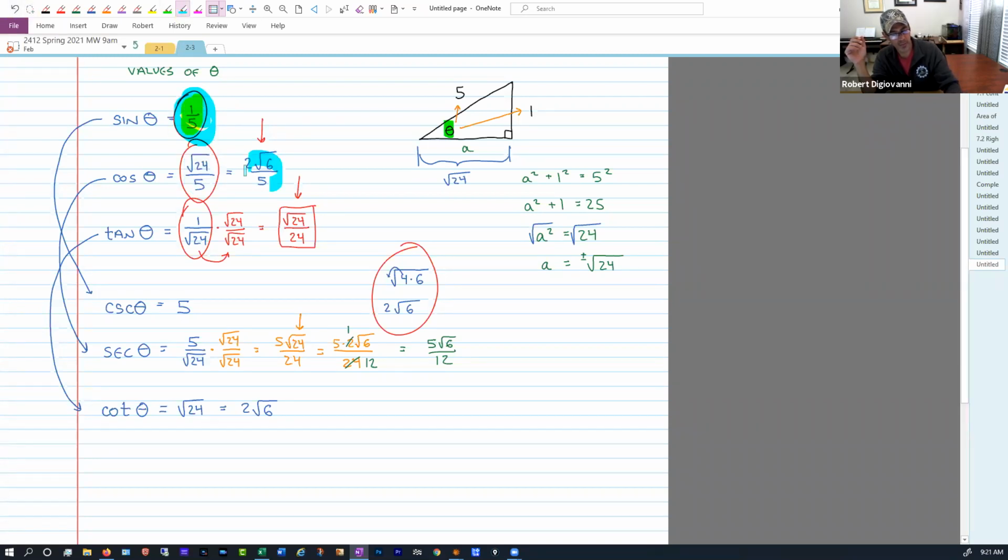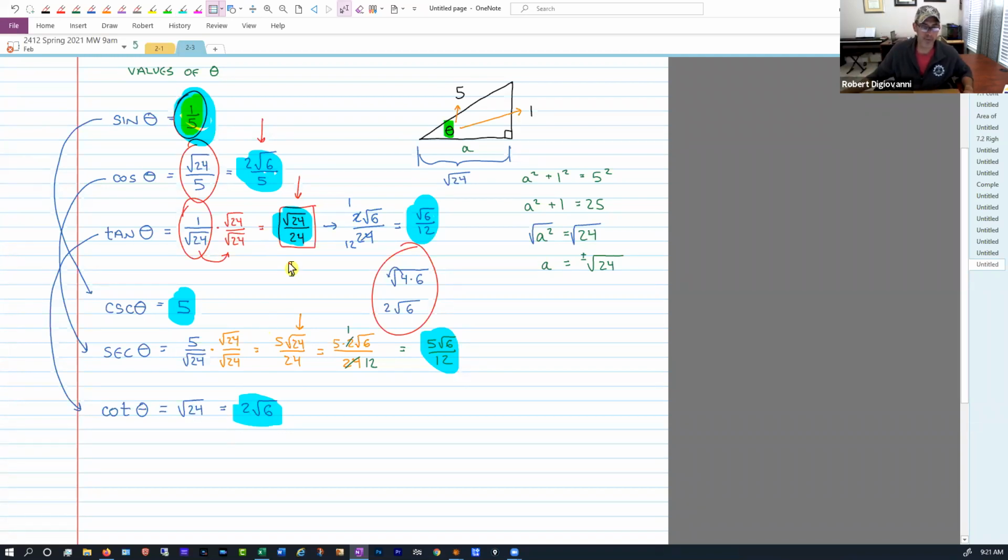So there you go. We have our 6. Oops, I'll do the ones that the computer would want. Oh, you know what? I never did that up here. This one right here, I never did 2 root 6 on top over 24, which would reduce to root 6 over 12. Sorry about that. So I'm highlighting in blue here the answers that the computer would want. All right. Any questions on this?